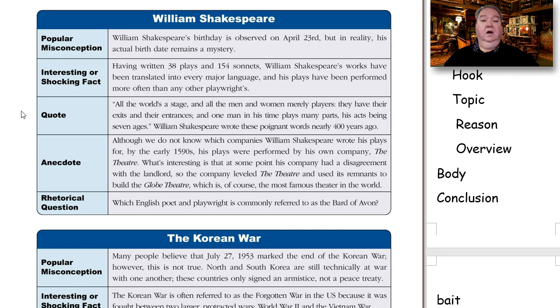Quote: "All the world's a stage, and all the men and women merely players. They have their exits and their entrances, and one man in his time plays many parts, his acts being seven ages." William Shakespeare wrote these poignant words nearly 400 years ago. So this is using a really famous quote from one of his plays.